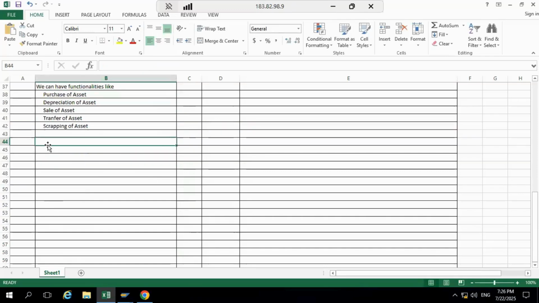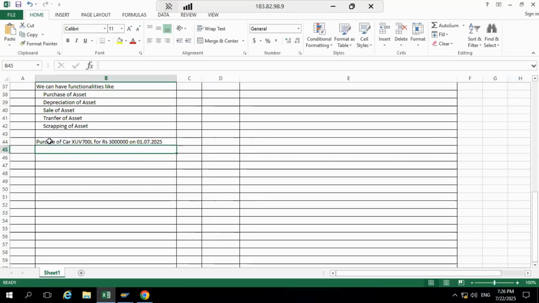Purchase of car XUV 700L for rupees 30 lakhs on 01.07.2025. 30,00,000. Okay.